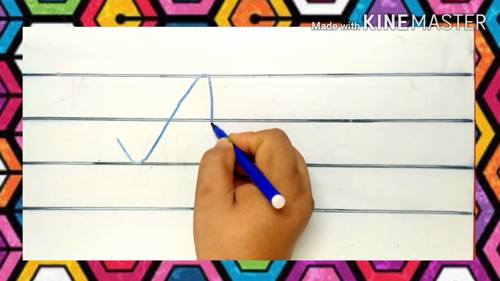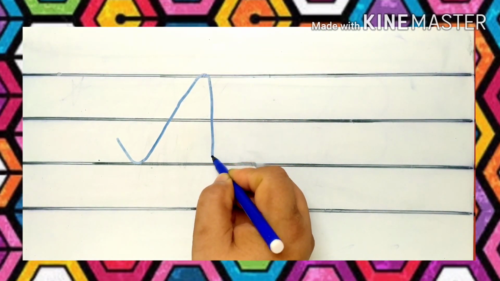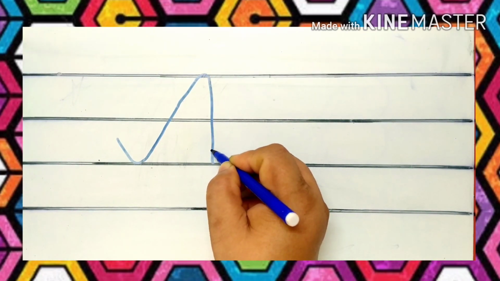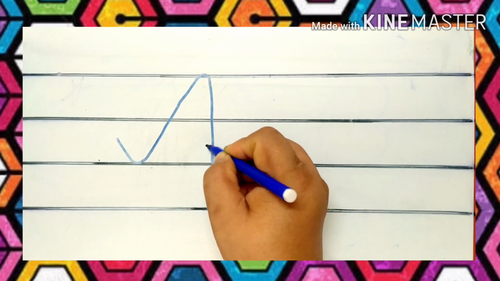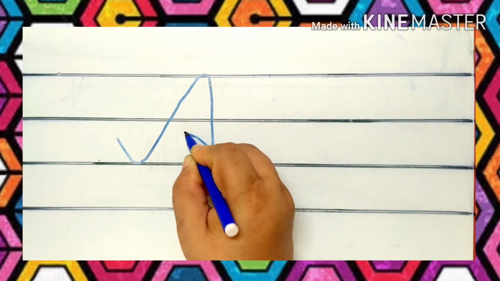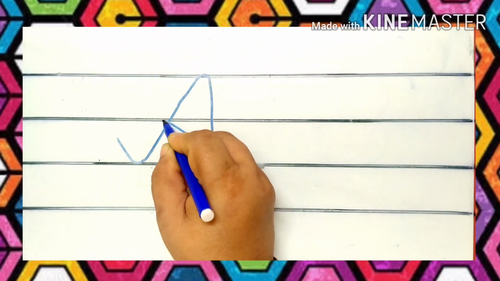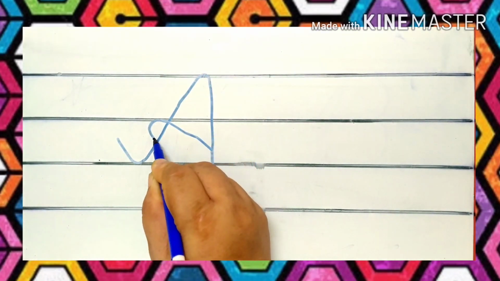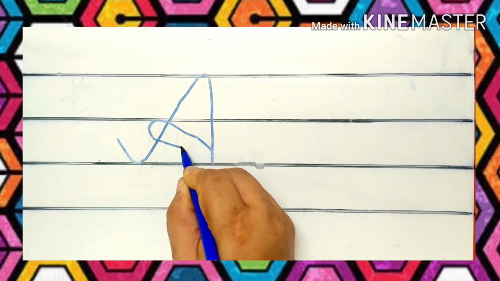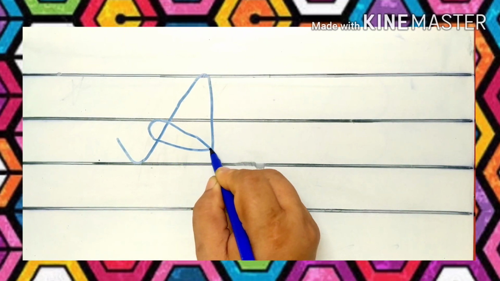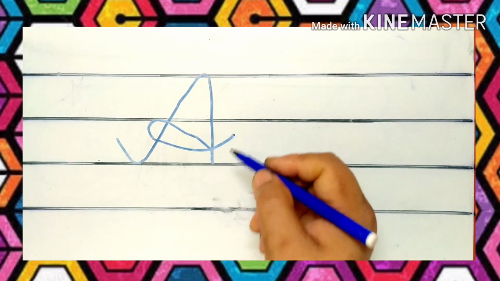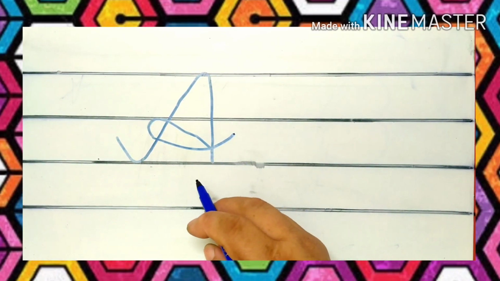Make a standing line like this. Now slightly drag your pencil up and make a slant line. Touch it to the second line. Make a curve, touch it here and make a tail like this. This is cursive A.